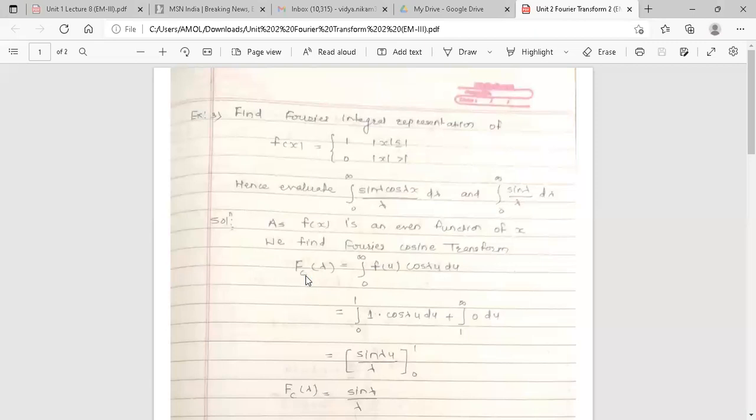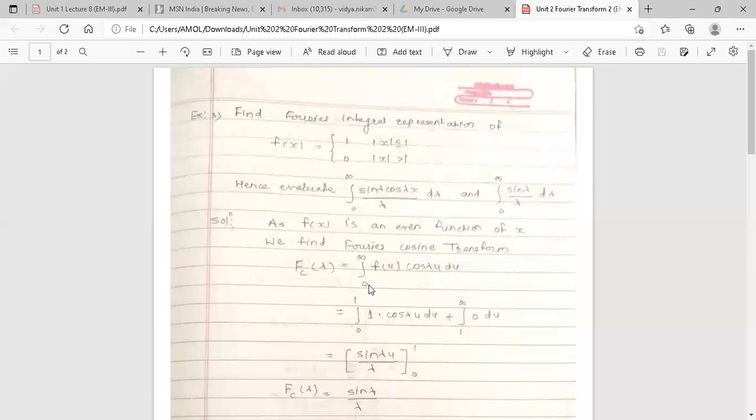F suffix c is for the cosine transform, and the formula to find the cosine transform is integration of 0 to infinity f of u cos lambda u du. Now, what is the function f of u? Actually, our function here is in terms of x. You just replace x by u, then you will get f of u. It is equal to, it is defined in intervals. And the limits for a cosine transform are here 0 to infinity.